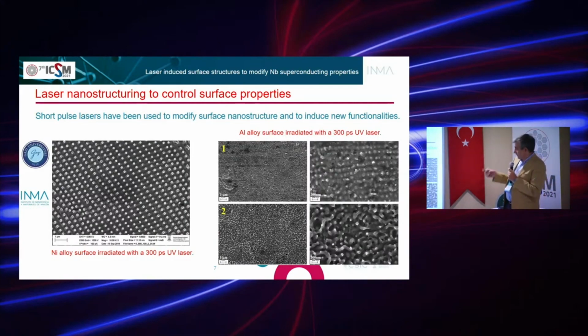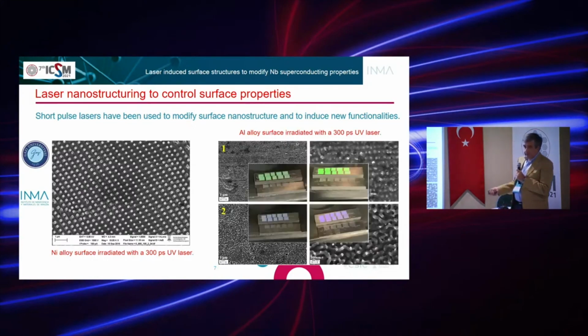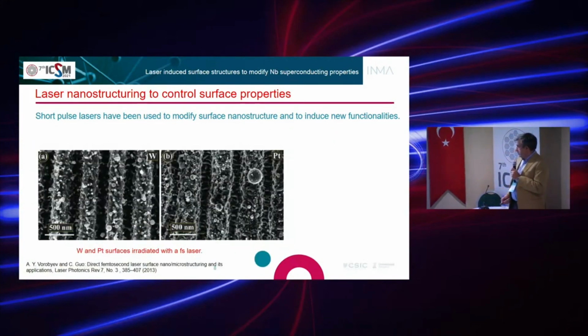Here you can see two samples that we have been working on, in which you can see, for instance, how you can induce a lattice of defects. This is a nickel plate, usually used as a substrate for Hc2 superconductors. And also here you can observe how we can generate nanostructures in an aluminum surface that can be used, for instance, to generate iridescence effects. This was done with a picosecond UV laser.